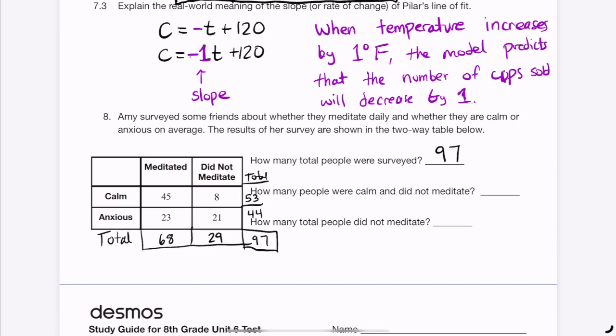Okay, we could say how many people were calm and did not meditate. That is going to be right here in the table. There are 8 people that said they were calm and did not meditate. And then how many people total said they did not meditate? That's going to be this 29 that we found. So we just have to be able to interpret that table and add up as needed to find our totals.